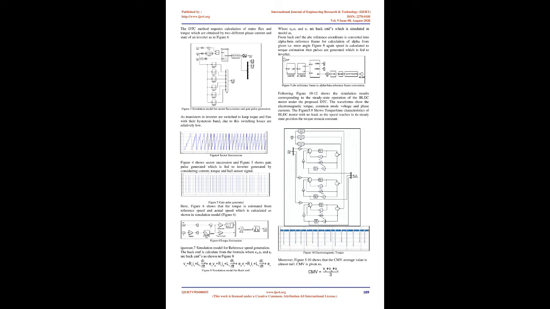The errors are then given to the hysteresis current controller. Depending upon this, the controller results are combined with the position of the stator flux, making a switching selection table. The DTC method requires calculation of stator flux and torque, which are obtained from two different phase currents and the state of an inverter, as in figure 6.